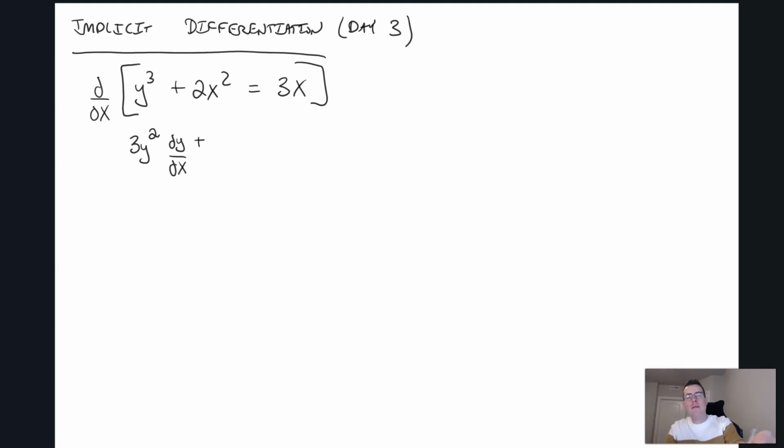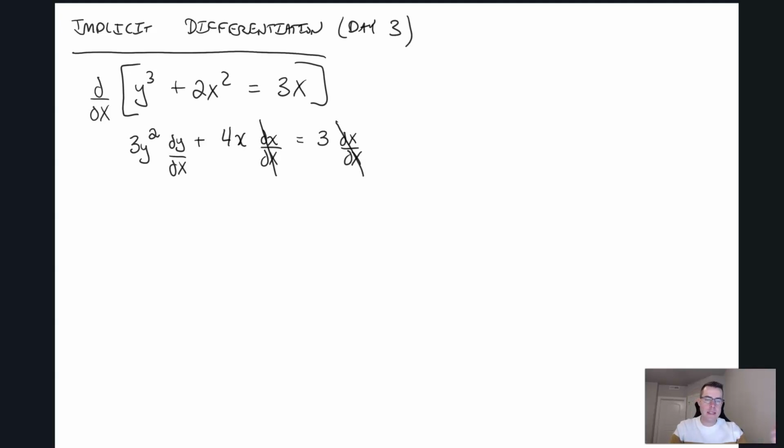Now, when we took the derivative of 2x squared, we know that would be 4x, and we didn't put anything after that because if we took the derivative of x with respect to x, it would just be dx over dx, which is just 1. That's why we didn't need to put that in here. Same thing with 3x. That would just be 3 dx over dx, but we don't need to put that in here because dx over dx reduces to 1. So that's what we were getting when we were trying to solve these.